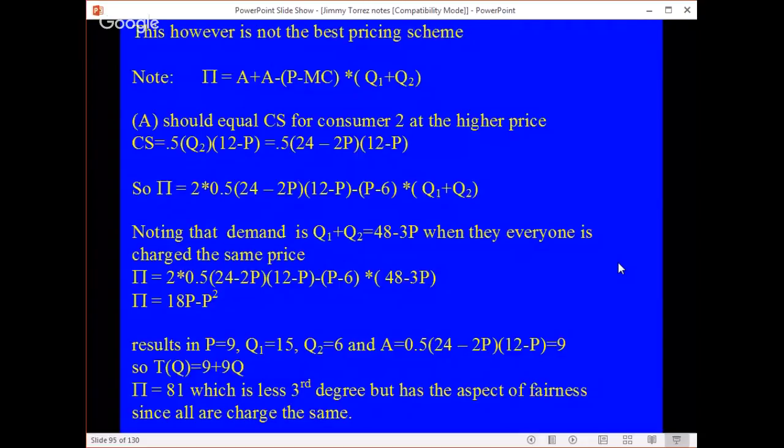They should probably try to separate out the two groups and charge them different prices instead of trying to charge them a cover charge. Okay.